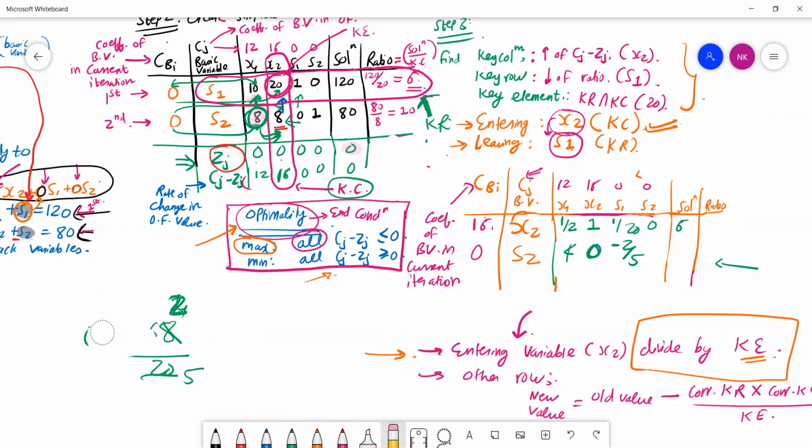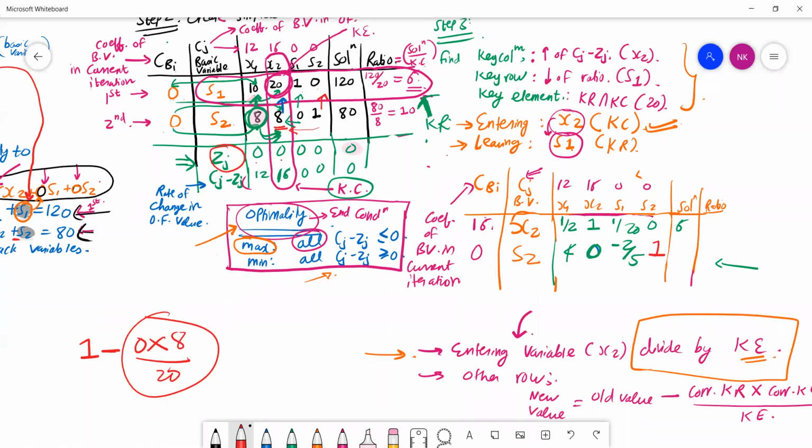Same thing, continuing for the fourth value, that is for S2. So old value was 1, minus the corresponding key row value. So 0 multiplied by the corresponding key column value, that is 8, divided by the corresponding key element 20. So this will definitely turn out to 0, so it will be remaining 1. 0 multiplied by anything will be 0, so it will be remaining 1.